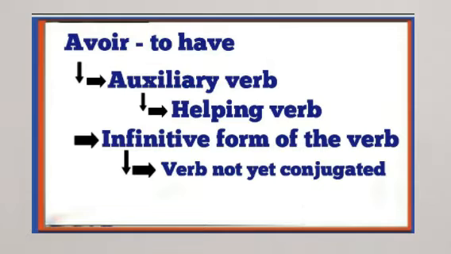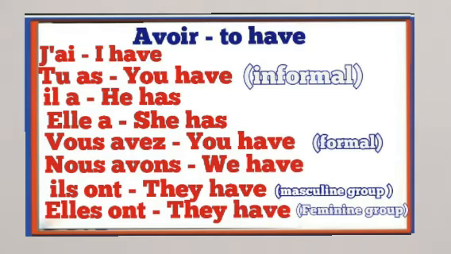And if you're interested in the conjugation of the French regular verb in the present tense, the link is in the description below. And now, let's start the auxiliary verb avoir. Okay, let's begin.